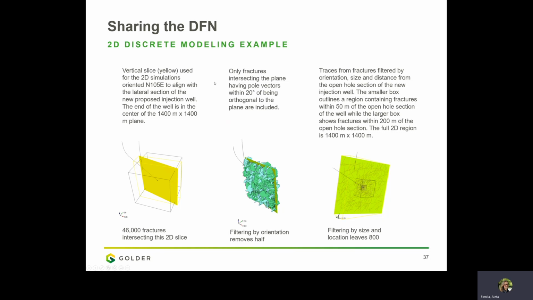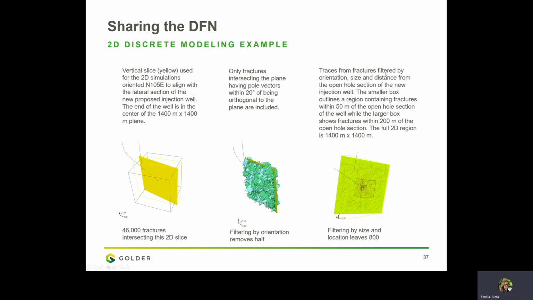So the question is, what kind of filtering should we do on that fracture set to give her meaningful results to work with? For one, since she's working in 2D, we can choose fractures that have particular orientations, those that are more orthogonal to this 2D slice. So just choosing the ones that have pole vectors within 20 degrees of being orthogonal to the plane, we first do a filter on that, and that reduced the number by half. So now we have about 23,000 fractures, still too many.